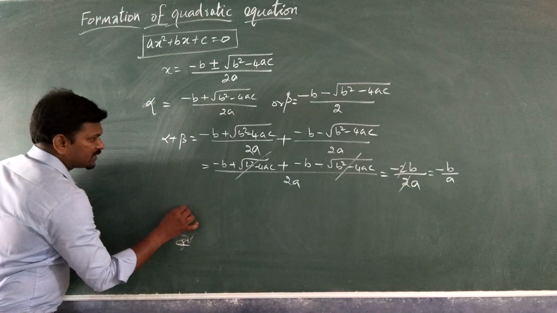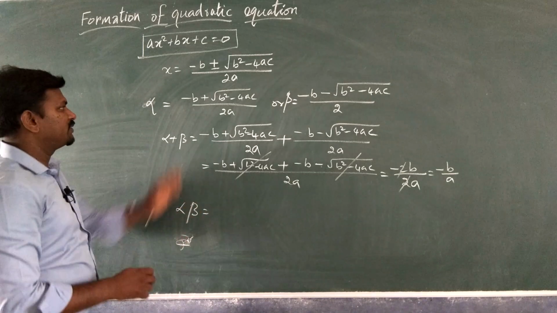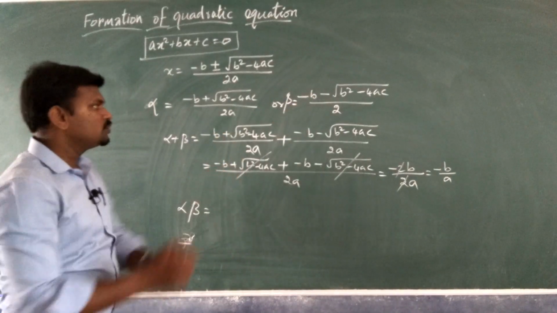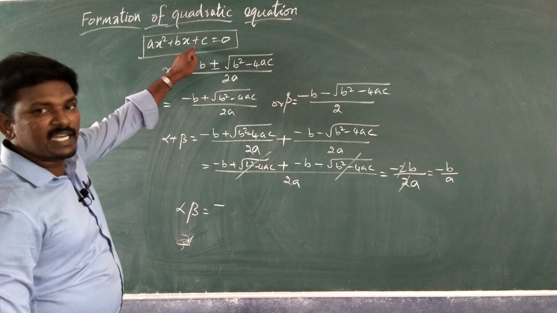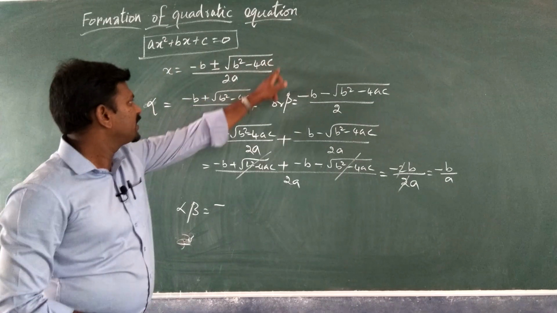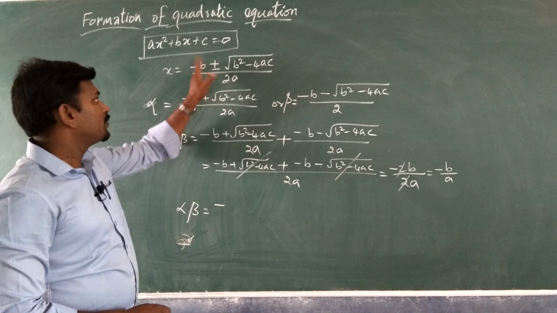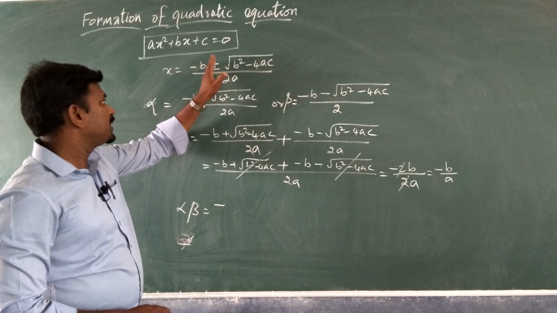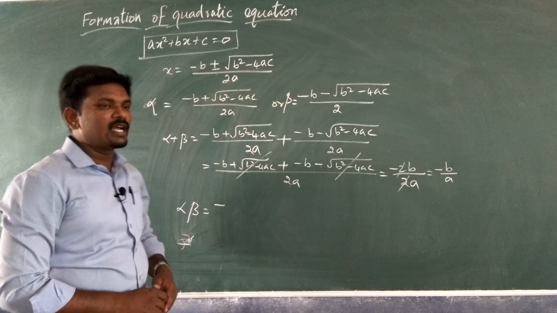Then we will find the product of the roots, alpha into beta. We have to multiply these two roots. Listen, this is the general form of the quadratic equation. This is the formula to find the roots of the quadratic equation. There are two roots, plus or minus. By using plus, one root will be there. By using minus, we can find another root.